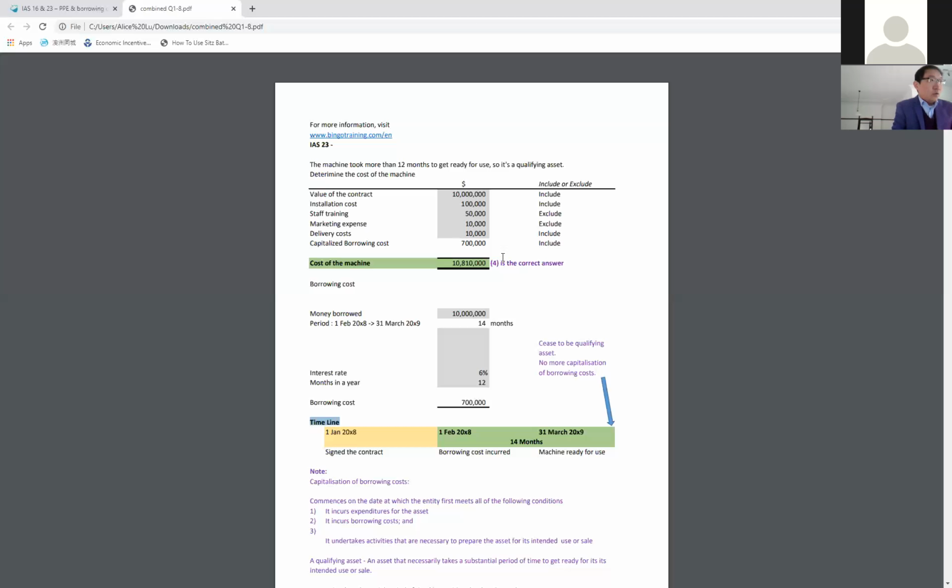And so if we put all of that together, then the amount that we can include as the cost of the machine is going to be 10,810,000. Okay, so this question is a great one in the sense that it goes through the different parts of the standard along with borrowing costs, and you need to make sure that you understand how to treat these various components.